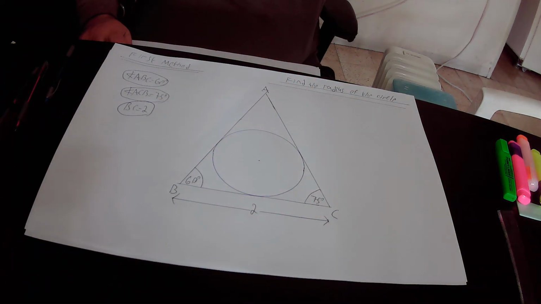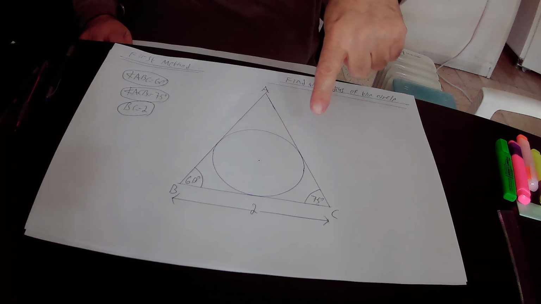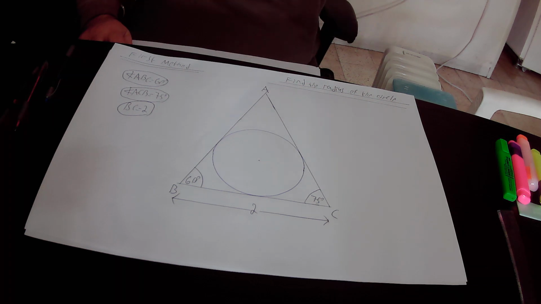Now, in this lecture, we find out the radius of a circle using two different methods. In the drawing, we have triangle ABC. This circle is inscribed by triangle ABC.